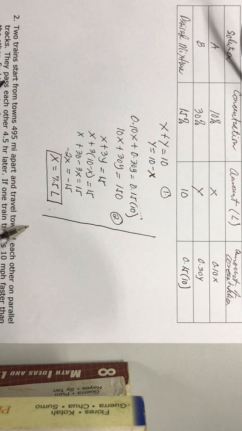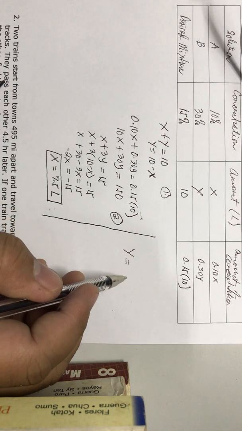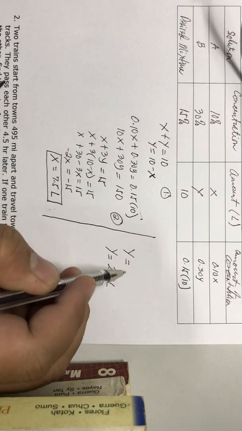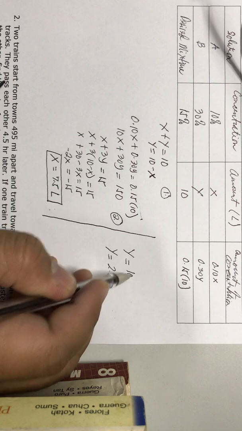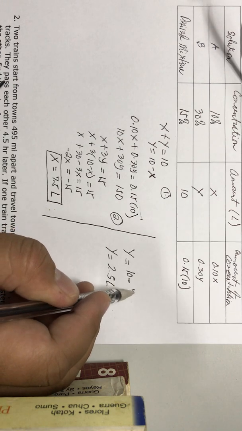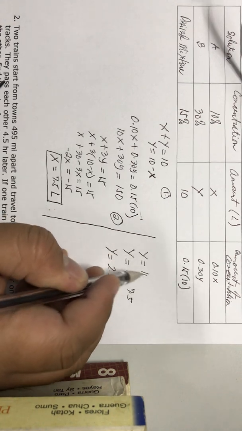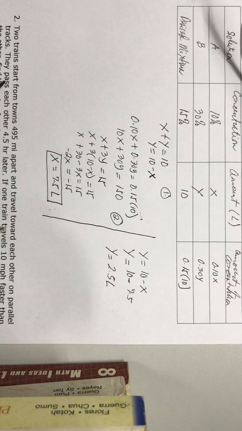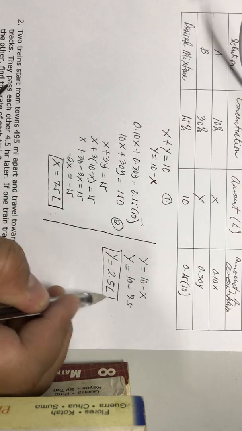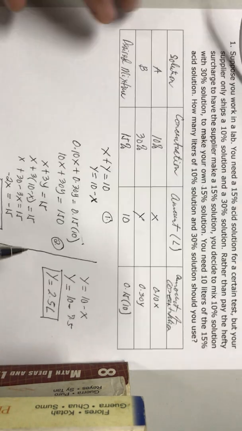Now if x is equal to 7.5 liters, y is 2.5 liters. Y, which is 2.5 liters, is actually obtained by subtracting 10 by 7.5, since y is equal to 10 minus x. What does this mean? Okay, what do these values mean? Going back.